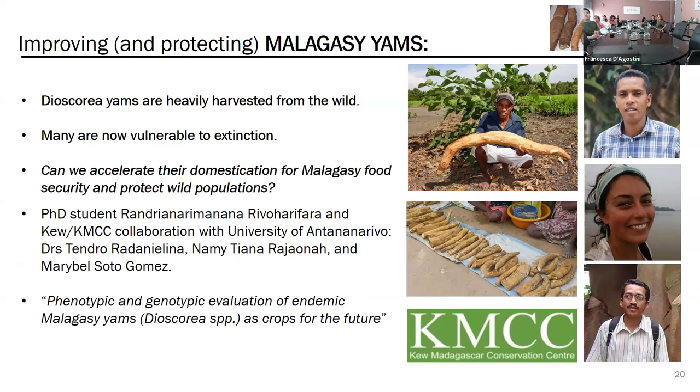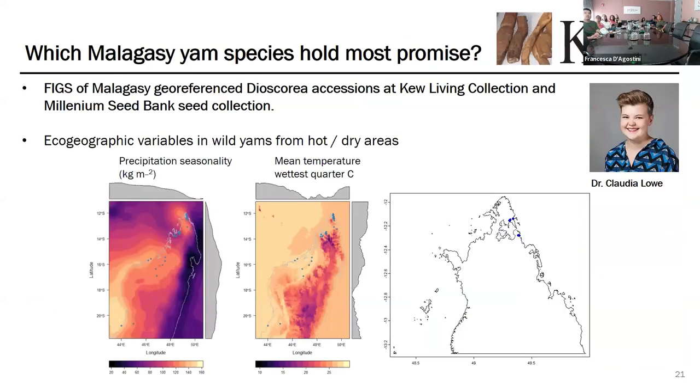But what can we do to make these wild plants essentially cultivatable and much more useful to Malagasy communities, Malagasy farmers, for putting in a field and therefore reducing that risk of biodiversity loss in the wild? And this is something we're doing with Kew Madagascar Conservation Centre and the University of Antananarivo. Again, Claudia and her data sets are beautiful, and we want to use the georeferenced data of these species to find where the best potential lies for heat tolerance and drought tolerance.